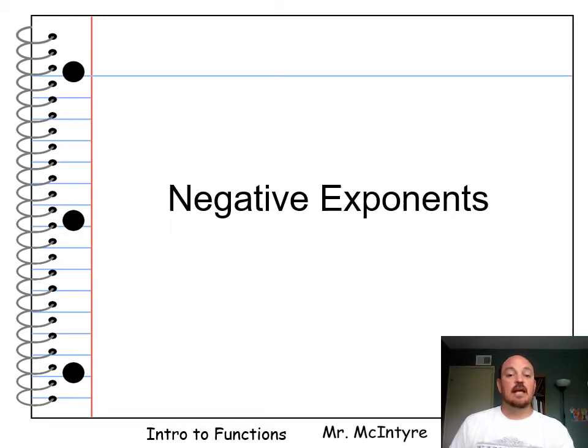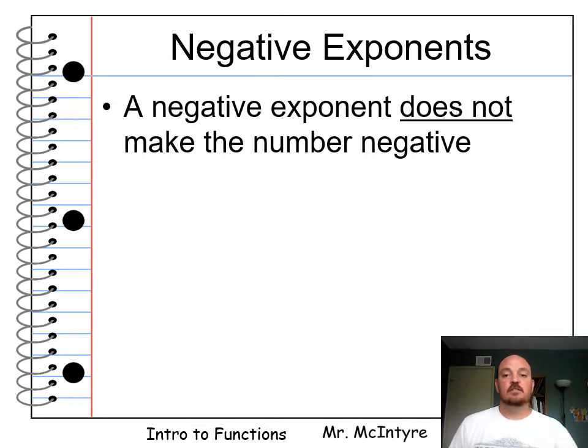Today we're going to review negative exponents. What I want to do first is talk about what negative exponents don't do, because this is a very common mistake. A negative exponent does not take a number and turn it negative. So if you have a positive number with a negative exponent, your answer should stay positive. Or if you have a negative number with a negative exponent, your answer should stay negative.